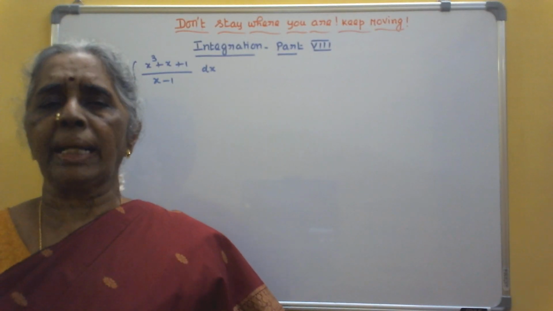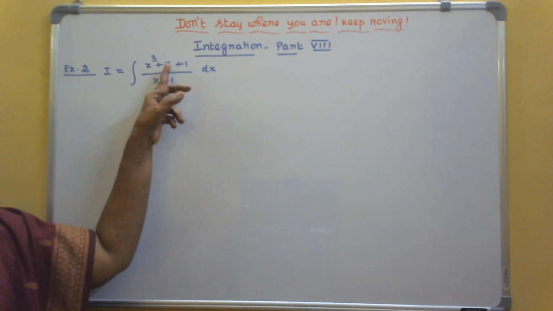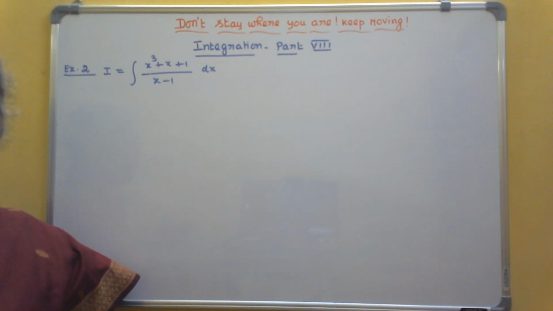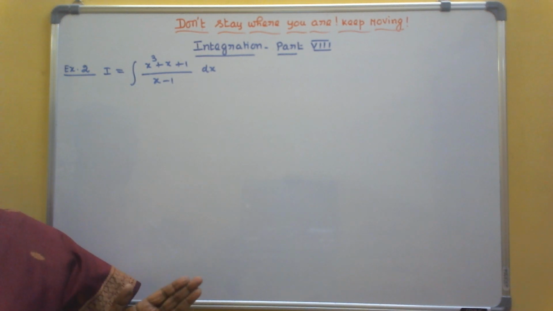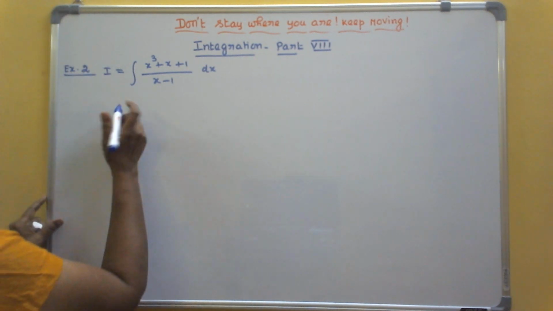Let me do one more example. I is equal to integral of x cube plus x plus 1 by x minus 1 dx. Here, the degree of the numerator is greater than the degree of the denominator. Same rule. So first we are going to divide. Okay, so now let me do the division.